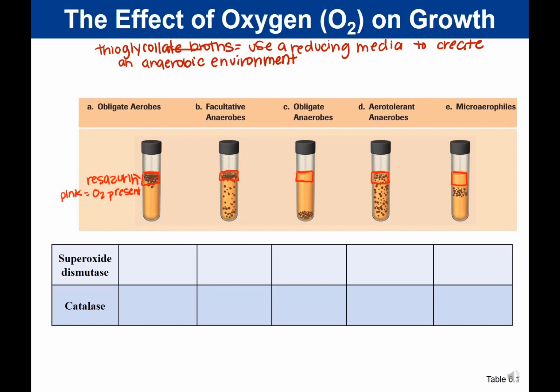So now, what I want you to think about is, for each of these types of O2 requirements, whether or not they would have superoxide dismutase. So meaning give it a plus if they produce it or a minus if they don't. And same thing with catalase. Does the organism produce catalase? If it does, give it a plus. If it does not, give it a minus. And so take a minute, and I want you to attempt this on your own before hearing the answer. So if you need to, pause your video, and when you're ready, turn it back on, and I'll go over the answer with you.